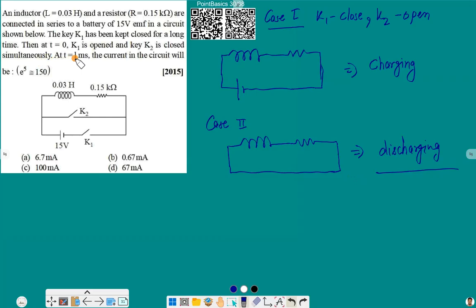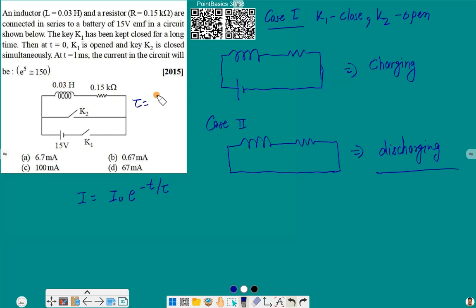So now at t is equal to 1 millisecond, the current in the circuit will be, so we have to find out that after case 2, means K1 is open and K2 is closed, after 1 millisecond, what will be the current in the circuit. So as in case of discharging, we know that current in a discharging inductor is given by I node e raised to power minus t by tau, where t will be 1 millisecond, tau will be L by R.